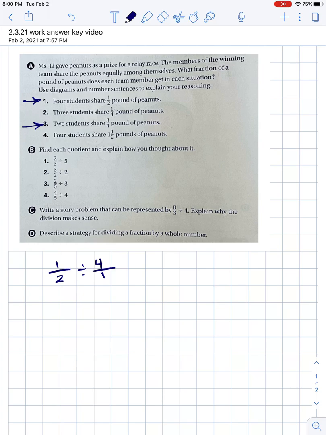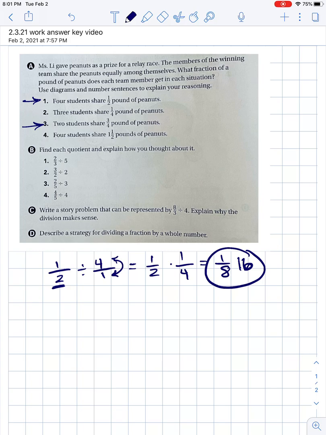So our algorithm, we're going to copy, dot, flip. We're going to copy this first fraction. Dot tells us to times. 1/2 times, and then we're going to take the reciprocal of our second fraction, flip it over. 4 over 1 becomes 1 over 4, and we get 1/8 of a pound. So each student from group 1 here gets 1/8 of a pound. It's an LB.